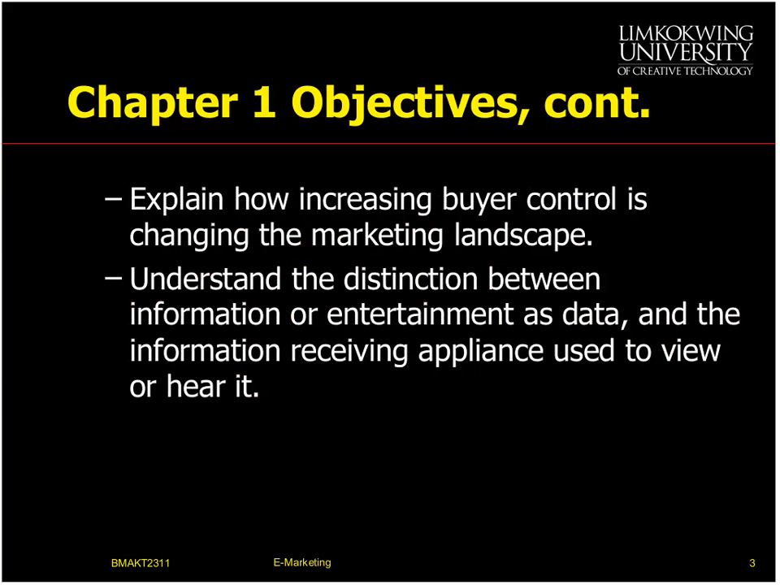So, continuing with chapter 1 objectives, you have how increasing buyer control is changing the marketing landscape. So we are talking about the increasing power of the customer over any marketing landscape, as well as understanding the distinction between information or entertainment as data, information, receiving appliance, and used to view or hear. So basically, that is what the whole chapter's objectives are about.